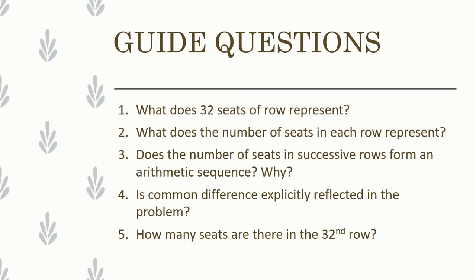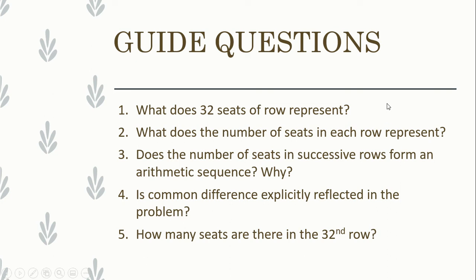Number 2, what does the number of seats in each row represent? Number 3, does the number of seats in successive rows form an arithmetic sequence? Why? Number 4, is the common difference explicitly reflected in the problem? And lastly, how many seats are there in the 32nd row?